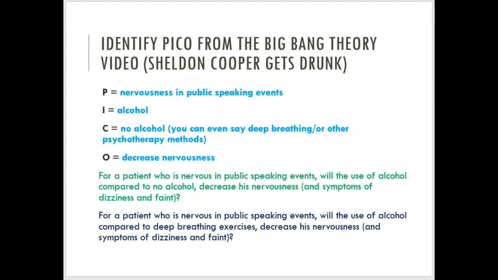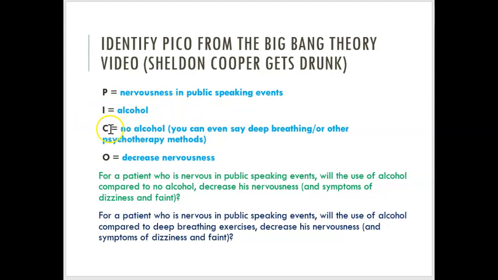So if you've watched that video, I'm hoping that you noticed that the problem was that Sheldon got very nervous when he was going up to speak. So the problem is nervousness in public speaking events. Intervention: what was the intervention given to him? Alcohol. Penny gave him alcohol in the hope of calming him down.